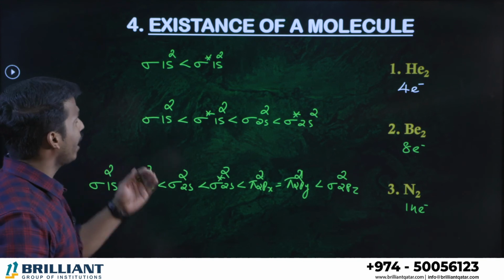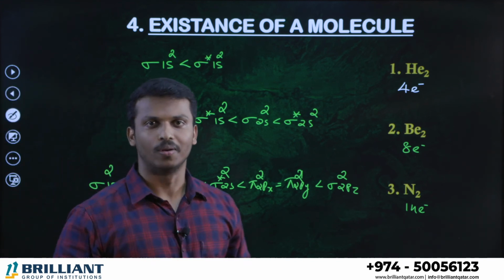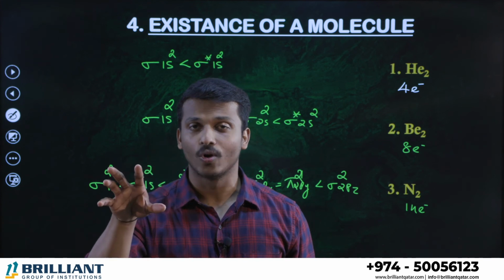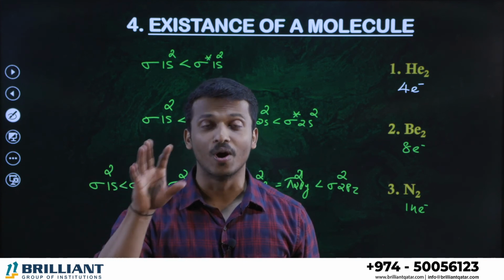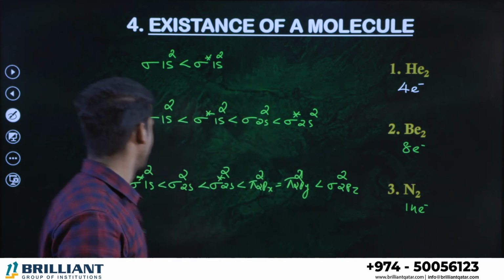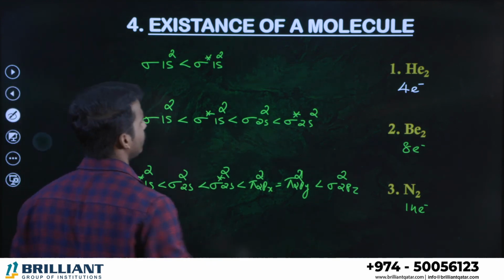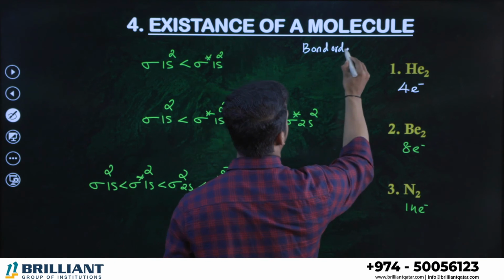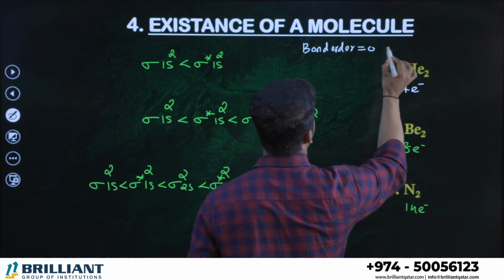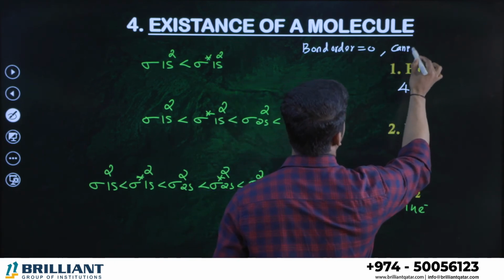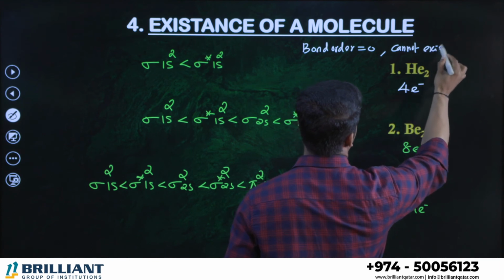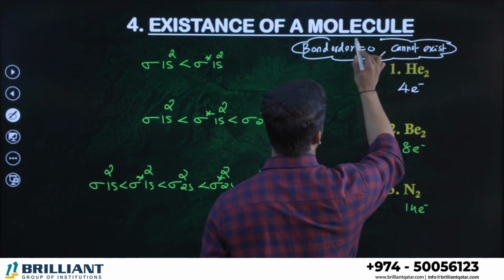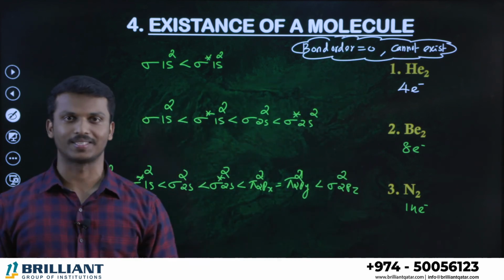How can you say the existence of a molecule? The way is this one. If the bond order is 0, the molecule cannot exist. Bond order 0 means the molecule cannot exist.